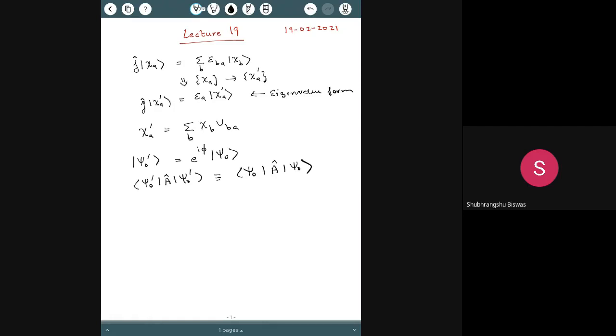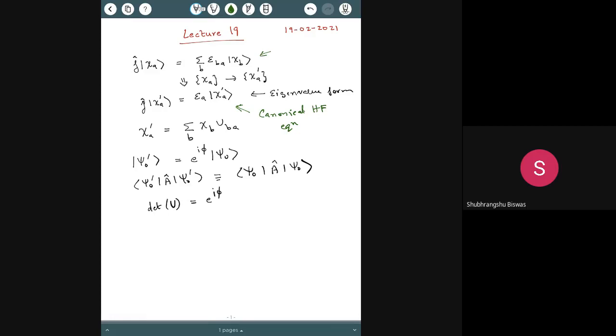And we had shown in an earlier class that the determinant of U is actually e to the power i phi. So you can refer back to the older class to see this. Now, so what has happened? The equation that we have now obtained is called the canonical Hartree-Fock equation.